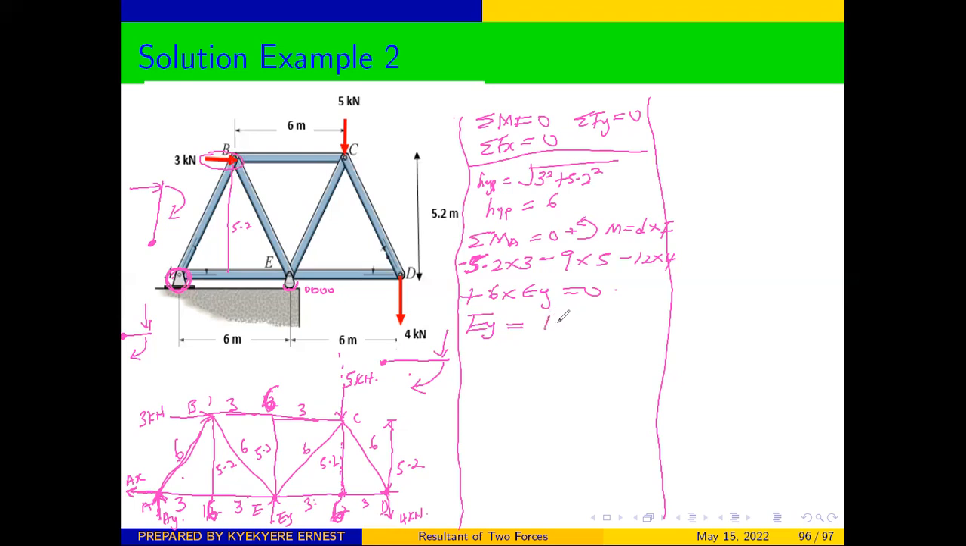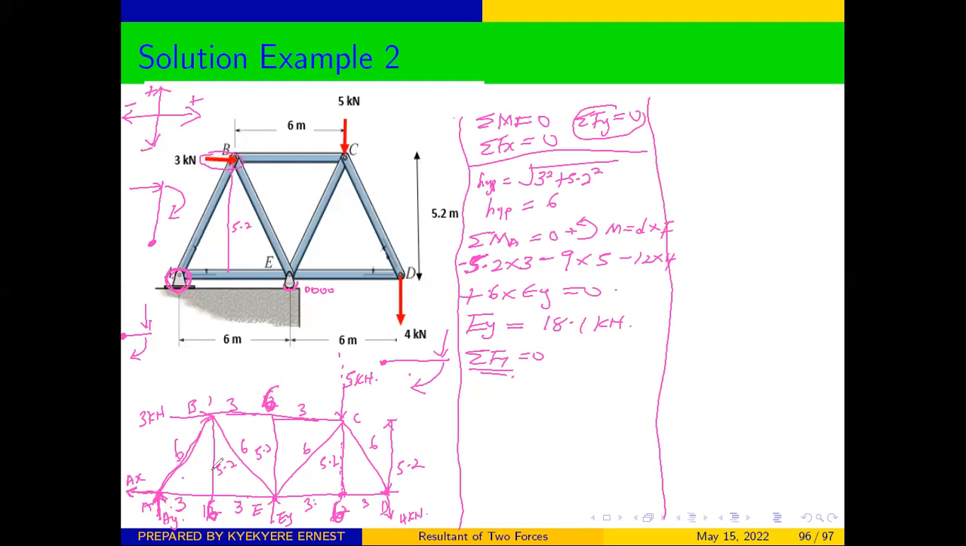From there, you simplify the equation and calculate EY. EY will be equal to 18.1 kilonewtons. Then we can also apply our sum of forces in the Y is equal to 0. Now let's look at our forces in the Y. We have AY moving up. Don't forget our convention: moving in this direction on X is positive, this direction on X is negative, this direction on Y is positive, and this direction on Y is negative.